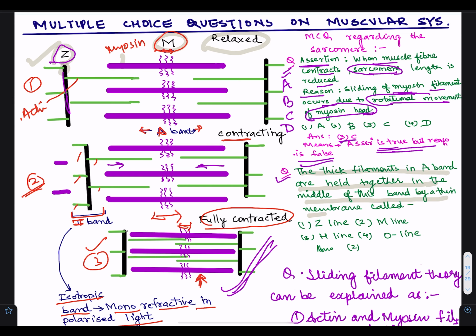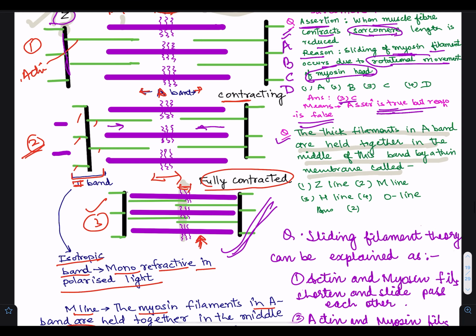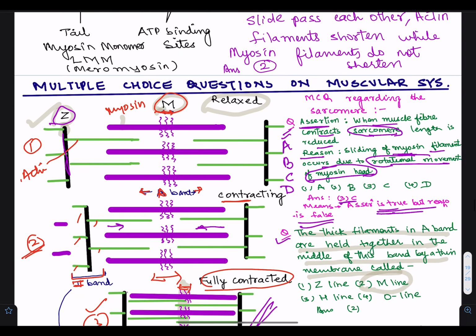Now the next question is, the thick filament in A band are held together in the middle of this band by a thin membrane called, we very well know that it is this area, that is the M line. We again have a look at the diagram. This is the M line, this one, this is the M line.